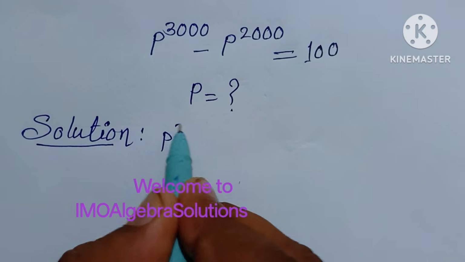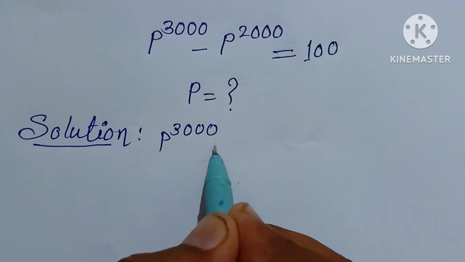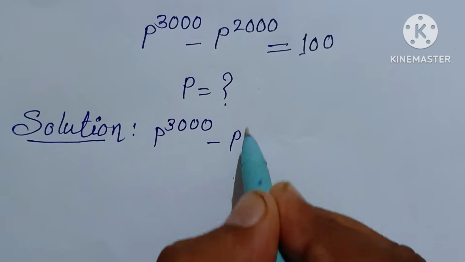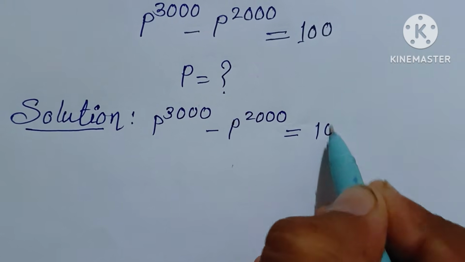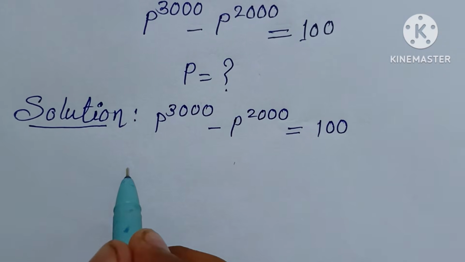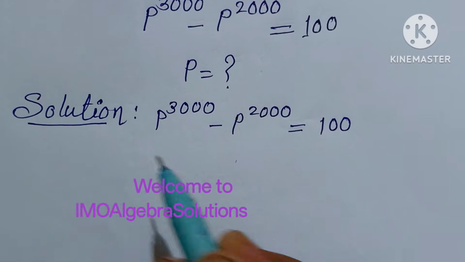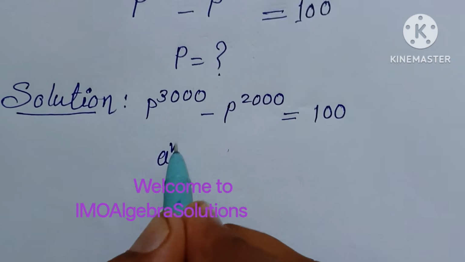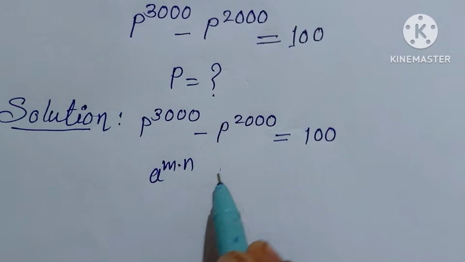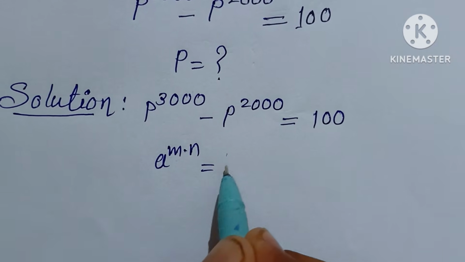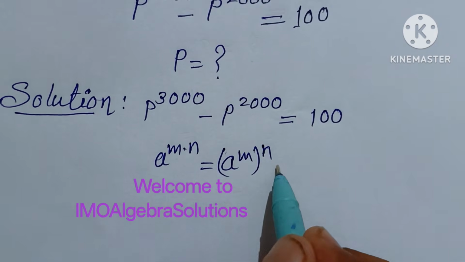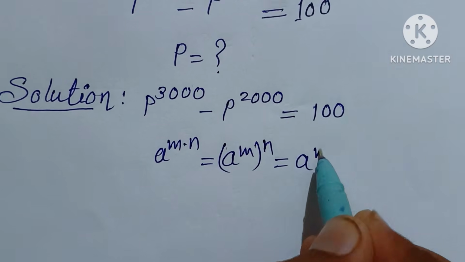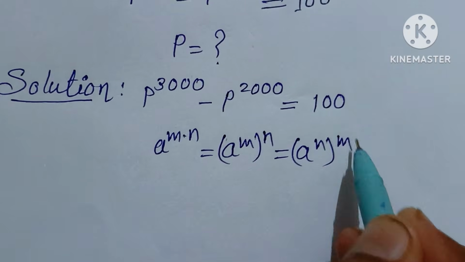P raised to power 3000 minus p raised to power 2000 equal to 100. Now we have to consider here one of the algebraic identities, that is a raised to power m into n is equal to a raised to power m raised to the power n, is equal to a raised to power n raised to the power m.